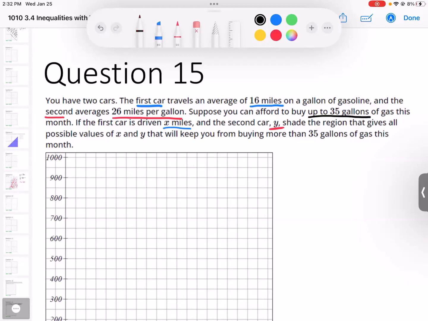So essentially the structure of the inequality we want to set up is we want to have the gallons for car 1 and the gallons of gas for car 2. Those together have to be less than or equal to 35. Is everybody good with where I got that basic structure? Because you can only afford to buy up to 35 gallons of gas. So the gallons that you buy for each car needs to be less than or equal to 35.